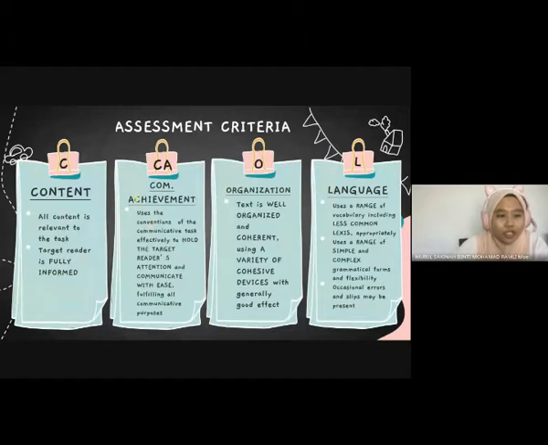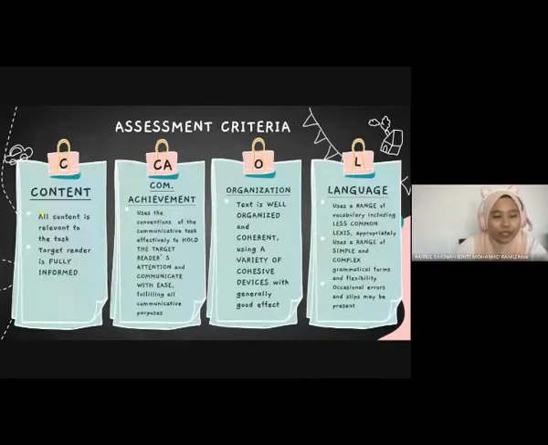So each element here, content, communicative achievement, organization, and language, all contribute to 20 marks. So content is 5 marks, communicative achievement is 5 marks, organization is 5 marks, and language is 5 marks. So this is band 5 that we are looking at, yeah? So you have to make sure, in order to get 5 for content, you have to just make sure that this is the easiest one.